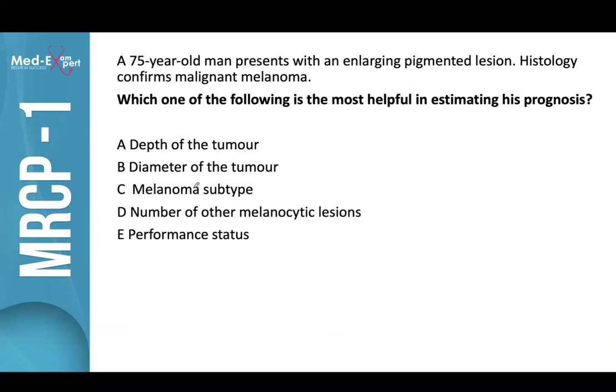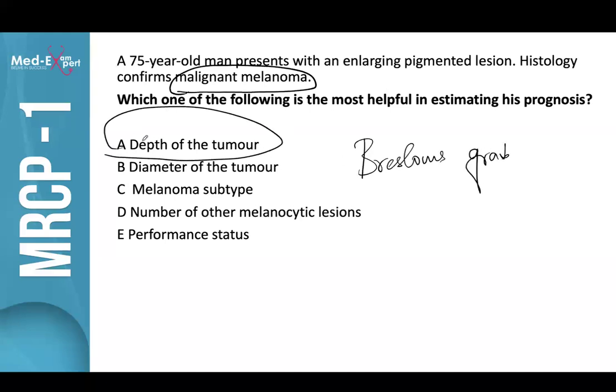A 75-year-old man presents with a pigmented lesion and malignant melanoma is diagnosed. What is the thing that determines the prognosis? I had told you just now. I said, what is that? Breslow's grading. Depth. That is the depth of the tumor. How deep is the tumor? How worse is the prognosis, or how better is the prognosis?